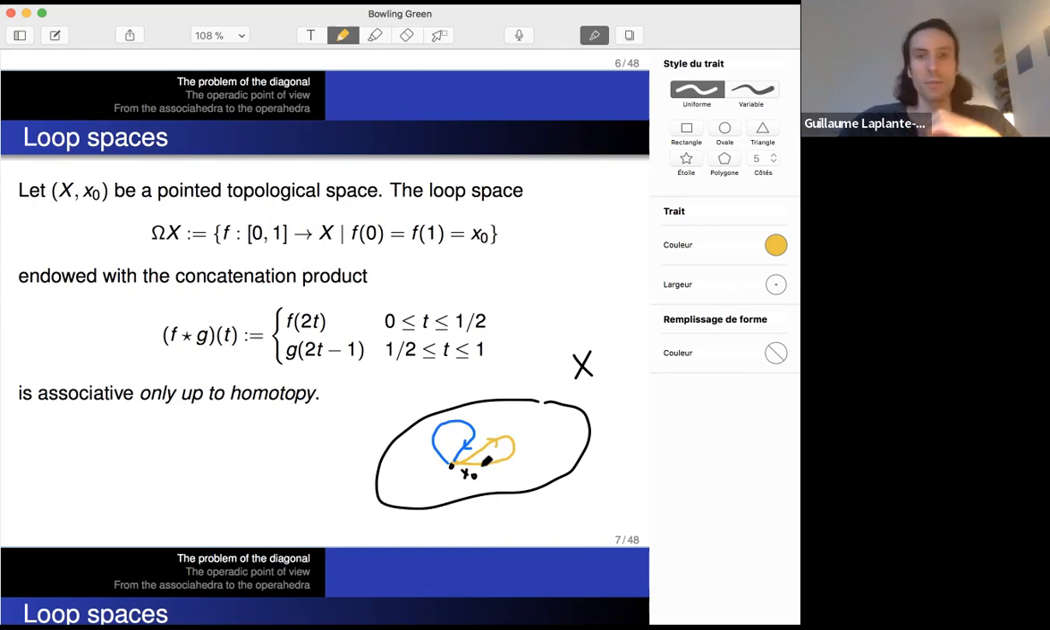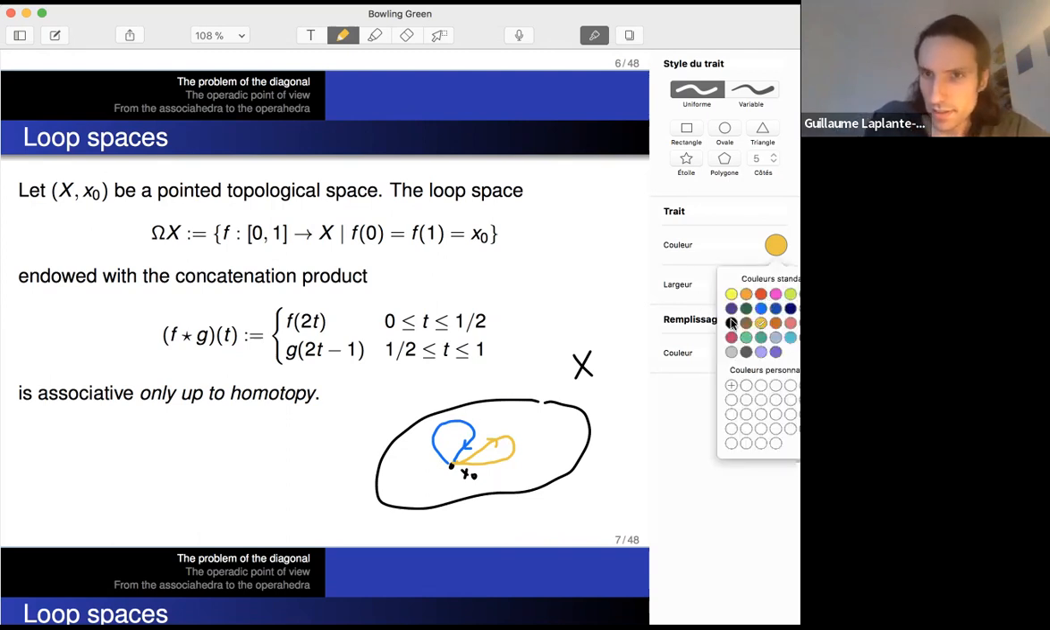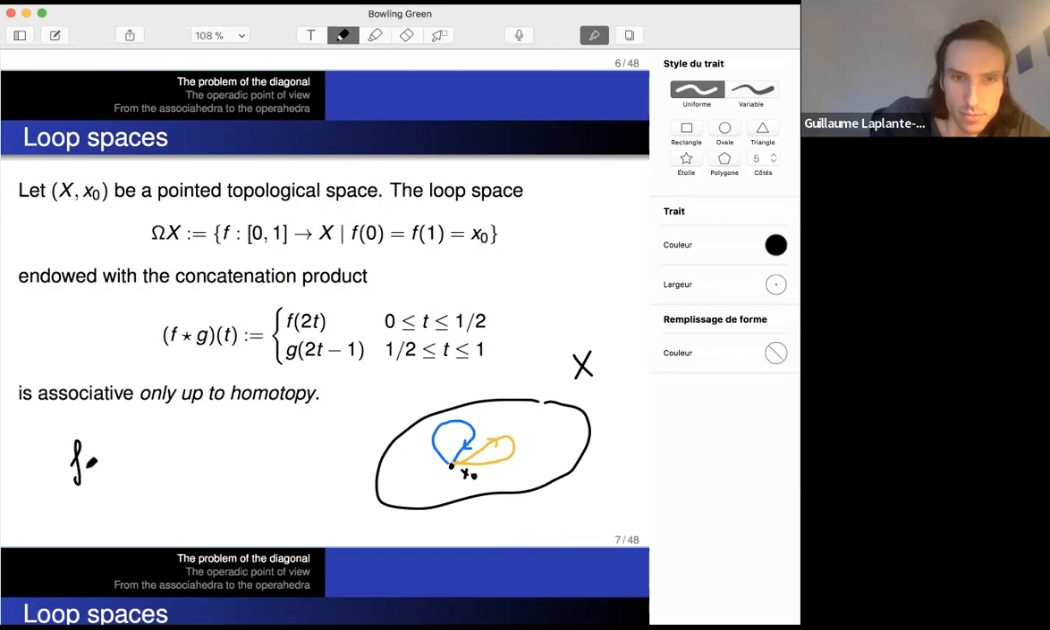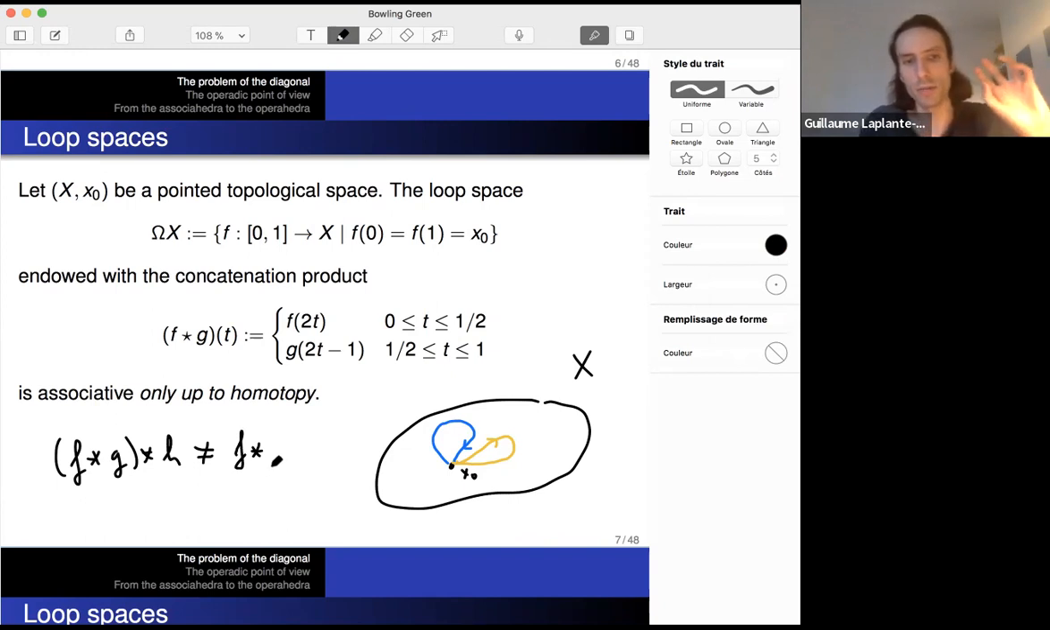And the thing with this concatenation product is that it is not strictly associative, precisely because of this parametrization. So in notation, you have strictly that (F concatenated with G) concatenated with H is not the same as F concatenated with (G concatenated with H).